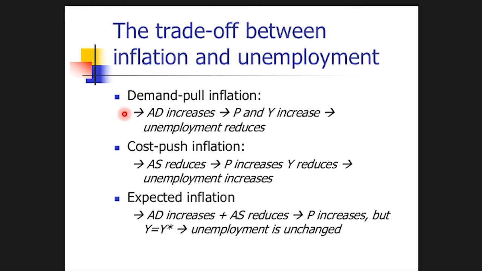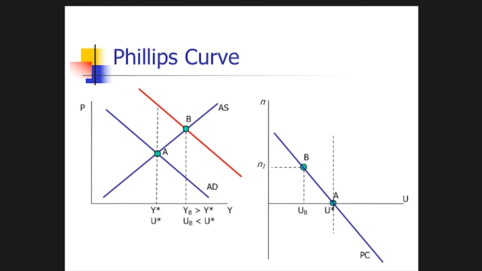Another reason for the increase in the price is cost-push inflation. If the cost of production increases, it leads to a reduction in aggregate supply, and reduced aggregate supply leads to an increase in the price but lower GDP. Lower GDP is accompanied by higher unemployment. In the diagram, with cost-push inflation, AS is reduced and shifts to the left, and the new equilibrium is at point C.